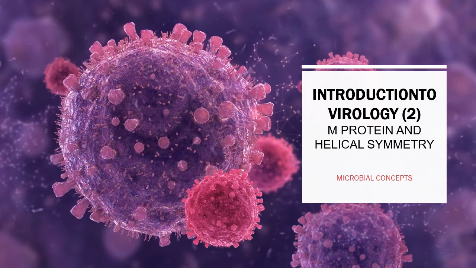So we had started with virology, and this is the second video in which we will discuss M protein and helical symmetry. Okay, in the first video, that is Introduction to Virology Part 1, we had covered the general structure of virus and properties. So do check that video on my channel, and you will also find the link in the description box. Okay, so let's start.